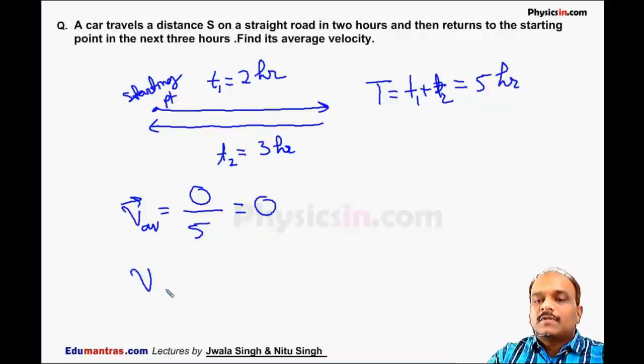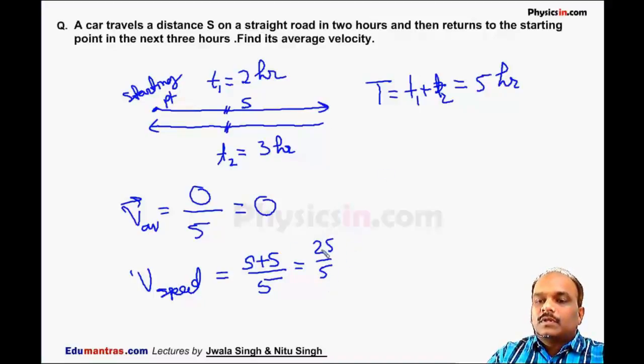But what is the average speed? Average speed is the total distance travelled. Total distance means the length of this path and the length of this path. If s is the distance travelled, then the total distance during the forward and backward journey is s plus s, divided by 5, that is equal to 2s by 5. If s is in kilometers, it is kilometers per hour. So the answer is: average velocity is 0, but average speed is not 0.